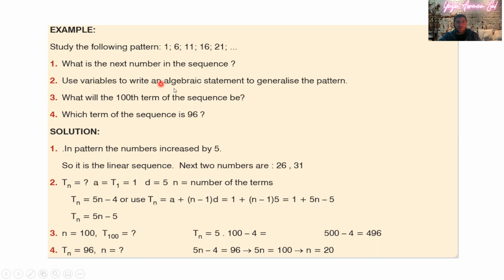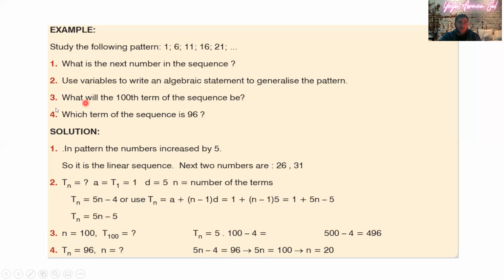Next, use variables to write an algebraic statement to generalize the pattern. So Tn equals, A equals T1, D equals 5, n equals the number of terms, from the previous page. We should know this. So Tn equals A plus n minus 1 times D, or 1 plus n minus 1 times 5. That equals 1 plus 5n minus 5, that's actually 5n minus 4. So if you work that out, that's going to be 5n minus 4.